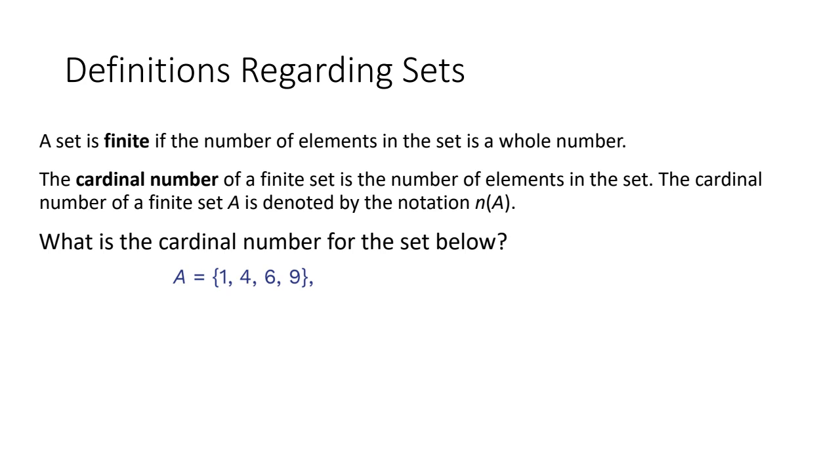And we have an example. What is the cardinal number for the set below? We just need to see how many elements are inside that set. If I count them, it would be 1, 2, 3, 4. The last one is 9. So the cardinality, or the cardinal number, would be 4. You could represent it as n(A) equals 4, because there are 4 elements in there. This is an example of a finite set because the cardinality is a whole number, which is 4.